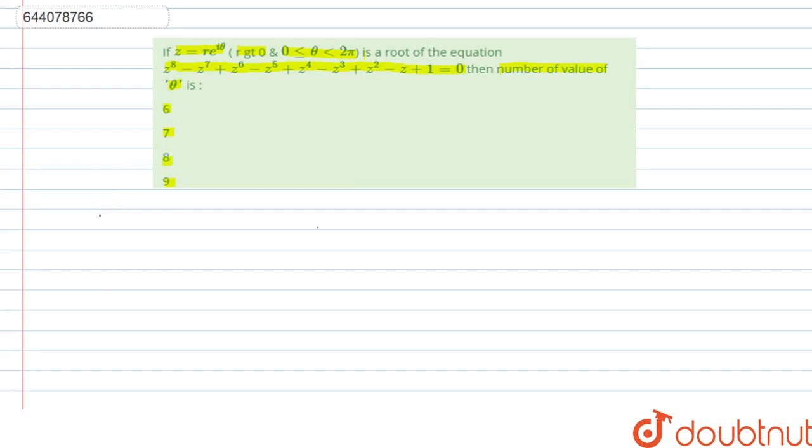Before solving this question, let us consider a quadratic equation in the form z square plus 6z minus 5 is equal to 0. So here you can see that the maximum degree of z is 2, hence the number of roots here is 2.